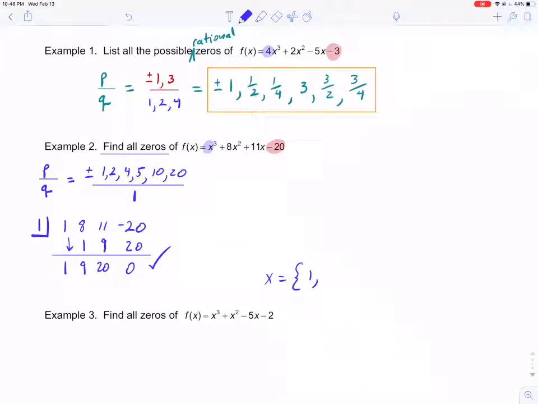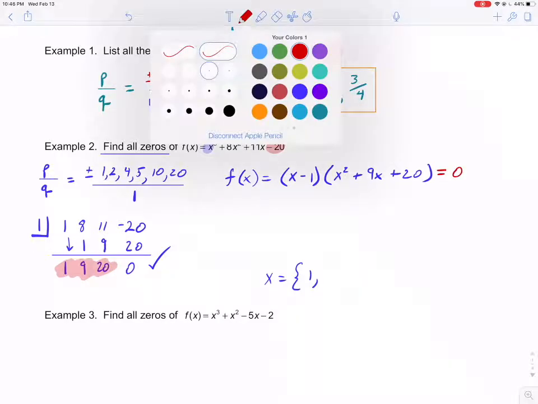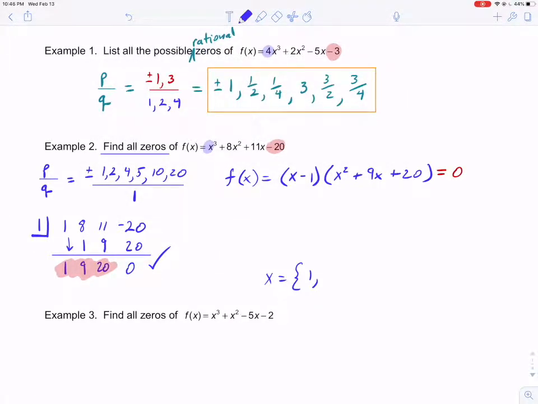If I want all the zeros, I know that 1 is one of them. If 1 is a 0, then that means the factor x minus 1 goes into our polynomial evenly, and when we divide x minus 1 into the polynomial, these are our coefficients, we would be left with x squared plus 9x plus 20. And we're kind of home free from here. If we're trying to figure out where this polynomial equals 0, and please understand, this is just a factored version of our original polynomial. We've broken it down into a linear factor times a quadratic factor instead of just a cubic polynomial.